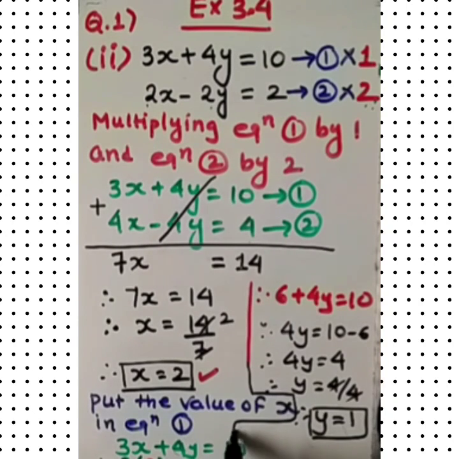So the final answer I am writing here for your better understanding. The value of x equal to 2 and the value of y equal to 1. That is the procedure of the elimination method. Clear?